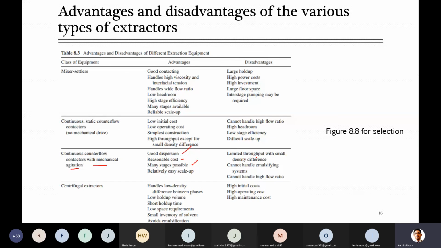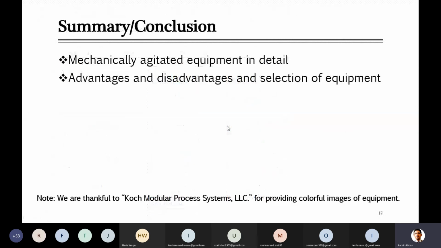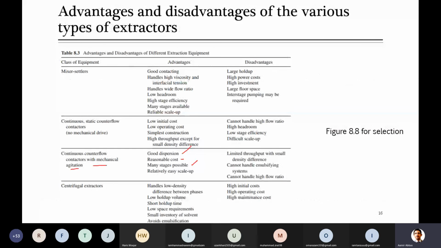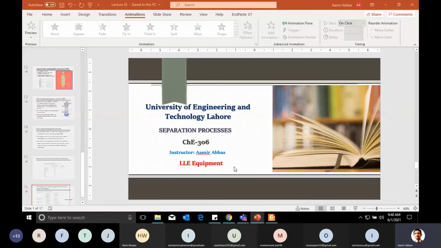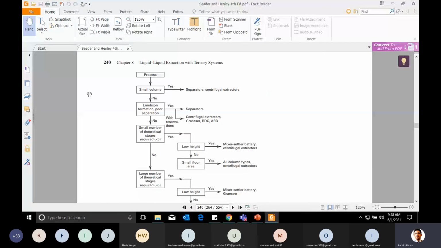So let's quickly look at this diagram, which is figure 8.8. If you have to select one of the equipment, these are the advantages and disadvantages, but this is a very helpful guide for you. For example, you are going to design some LLE equipment, so how do you select it? I will just quickly go through two or three points, and later kindly read it for your information.